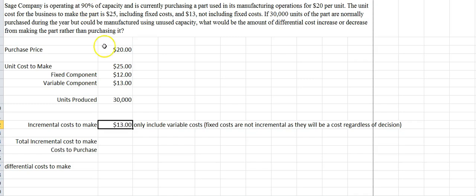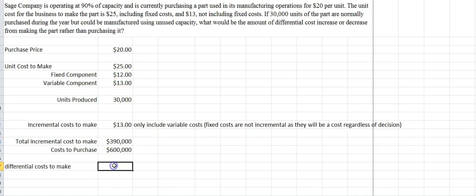Let's just put this here. So the 13 is the incremental cost, right? The variable component. So what's the total incremental cost? 13 times 30, right? That's going to be my total incremental cost if I decide to make the product, which is going to be a cost of $390,000, right? That's what it would cost me incrementally if I make 30,000 units. If I purchase the product, it's going to be 30,000 times the purchase price, right? So we'll take the $20 and multiply it times the 30,000, that's 600,000.